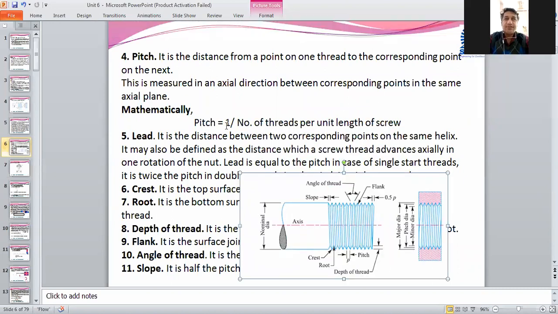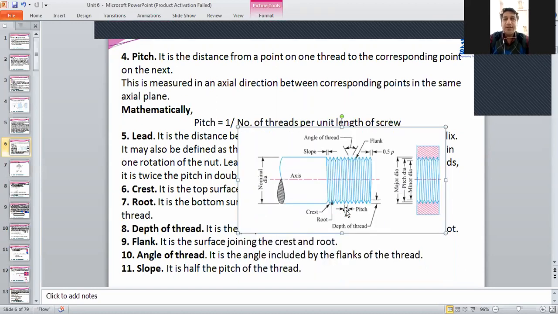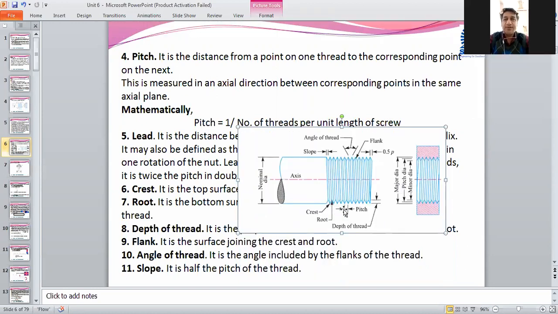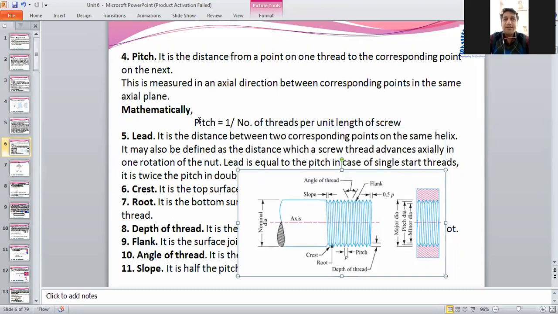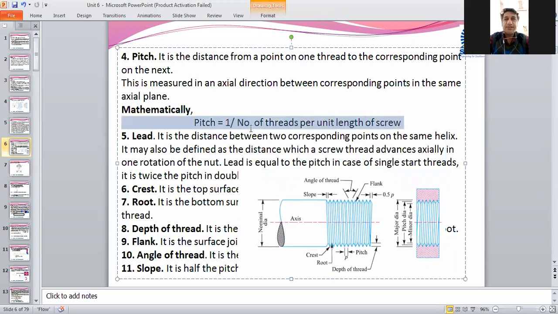Okay, mathematically, pitch is nothing but 1 over the number of threads per unit length of the screw. Per unit length may be 1 millimeter or 1 centimeter. How many threads are manufactured? That is nothing but you can consider the pitch, that is number of threads per unit length of the screw. If the number is 2, then pitch is 0.5, if per unit length is measured in millimeter. If number of threads which are cut on the bolt is equal to 2 per millimeter, then pitch will be 0.5. That can be understood.